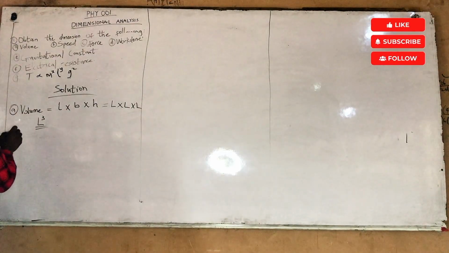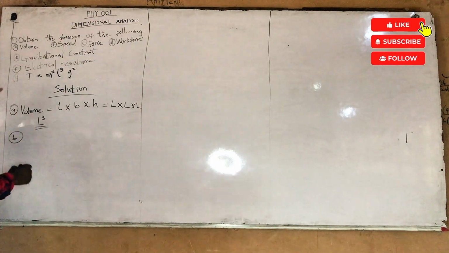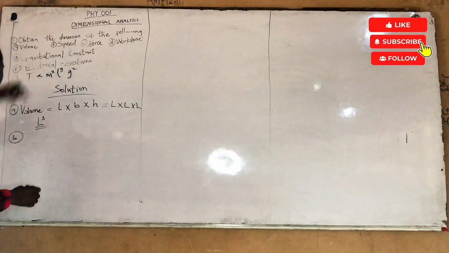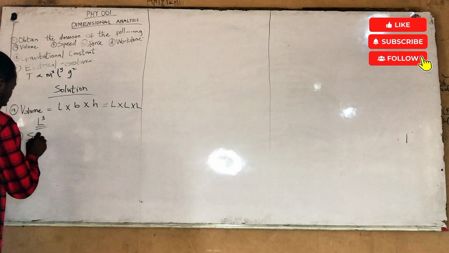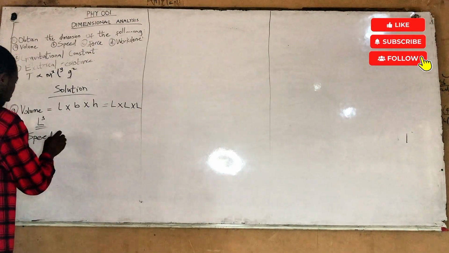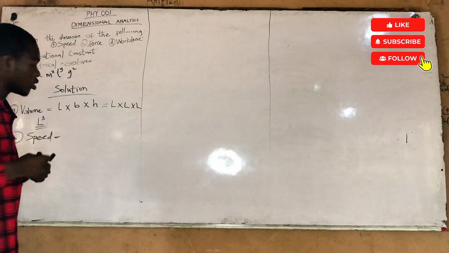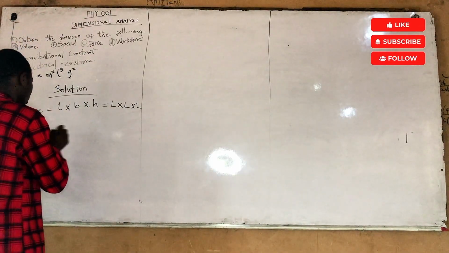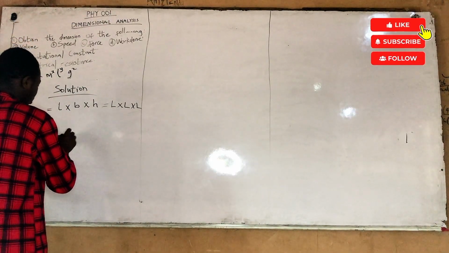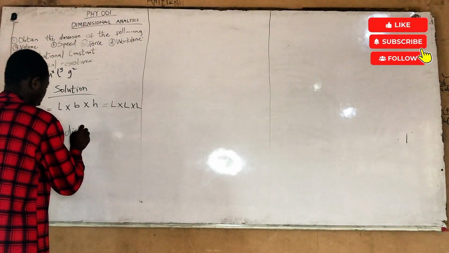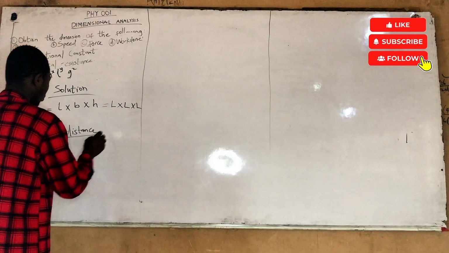So moving to the next question. Obtain the dimension for speed. Now speed. Okay. What's the formula for speed? The formula for speed is distance over time.